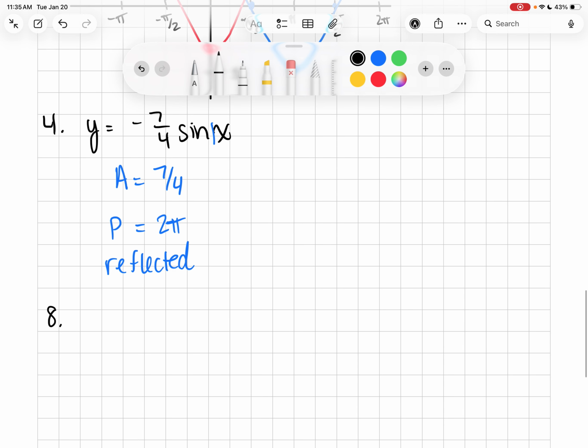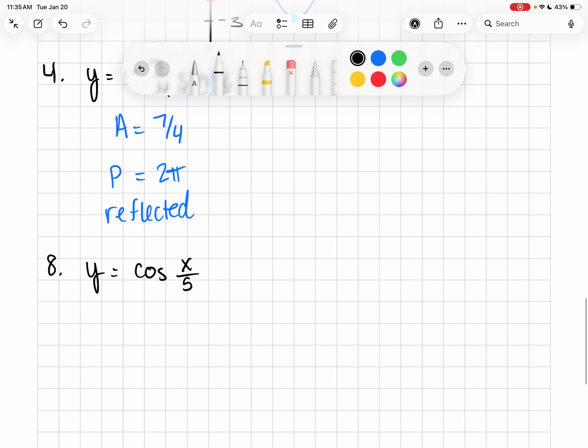8. Y equals the cosine of x over 5. So what is the amplitude of this one? 1. Now, for the period, something you probably know this, but I just want to point it out. The cosine of x over 5 is the same thing as the cosine of 1/5 x. So just watch for stuff like that where they put it in the denominator. So that means b is 1/5. So how would I find the period for this one? Yep, 2 pi over 1/5.